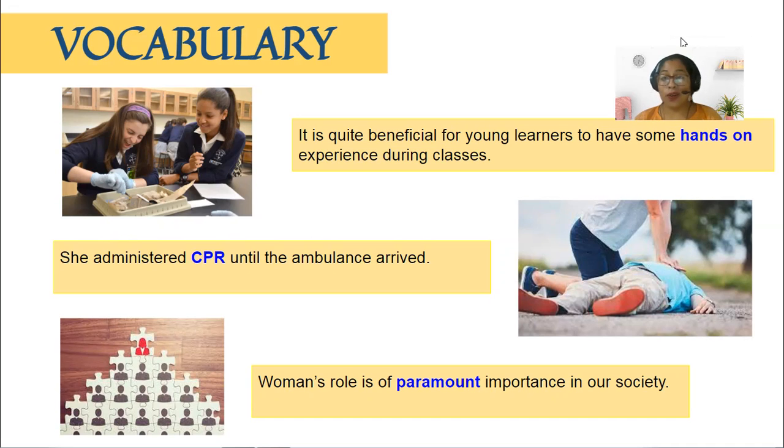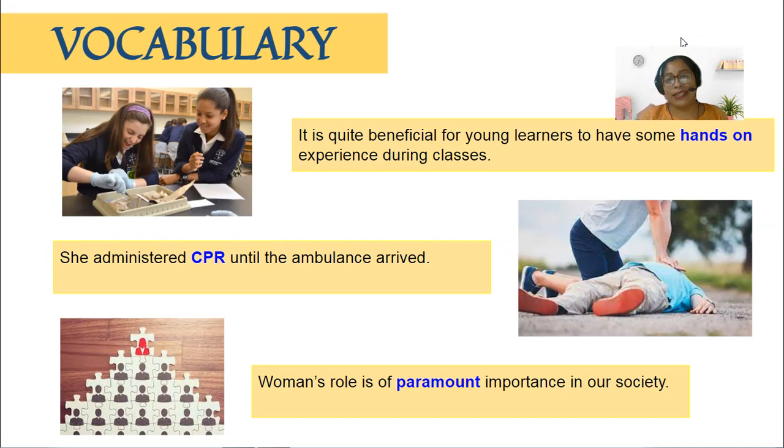Excellent. So let's take a look at the example. She administered CPR until the ambulance arrived. Now, please, can you tell me an example using this new word? CPR. Excellent. Great.